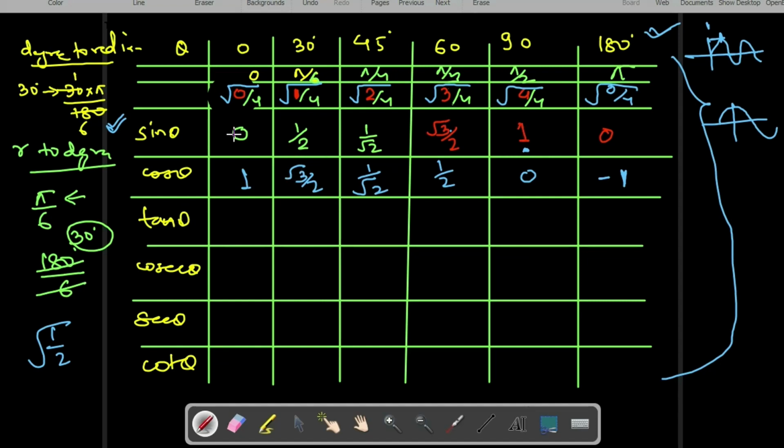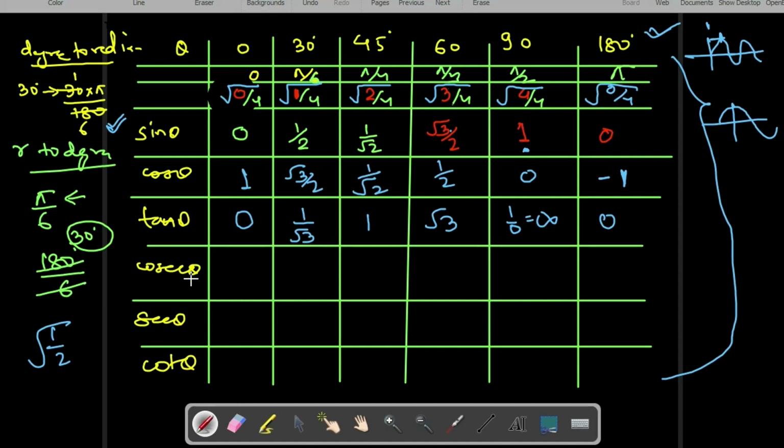Now tan theta is just dividing by these. 0 upon 1 is going to be 0. If I divide this one, I will get it, because tan theta we know is sine upon cos, right? So we have to just divide the values. 1 upon root 2 divided by 1 upon root 2 is going to be 1. Then 1 by 1 cancels, so root 3. 1 upon 0 is going to be not defined, so I am going to write here not defined. 0 upon -1 is going to be 0.